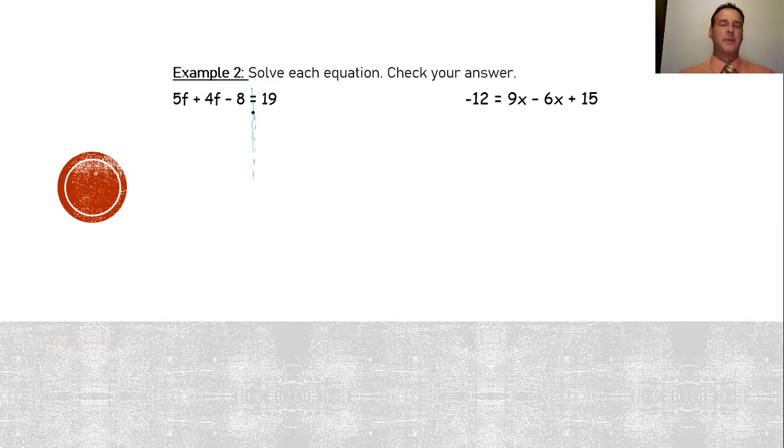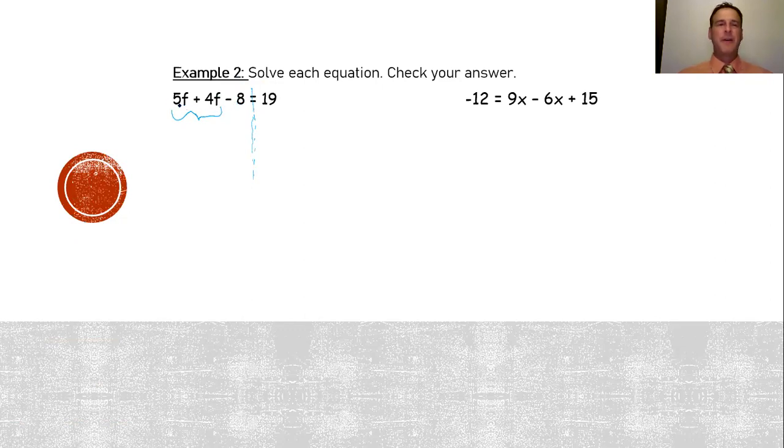I'm going to make my line like I did before. Same stuff. And if you notice on the left side, I do have a variable. There's an f there. So the difference, though, is that I don't have one f. I have two terms that have an f with it. So let's simplify this left side a little bit so it looks a little bit more clean.